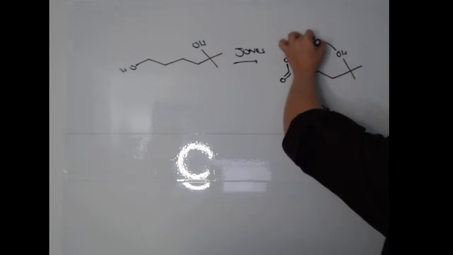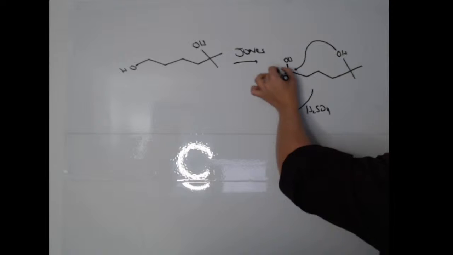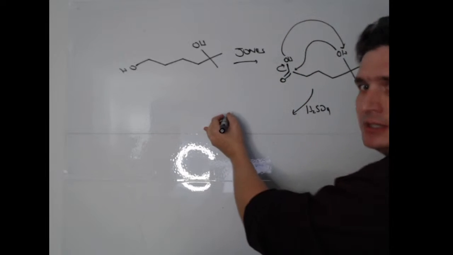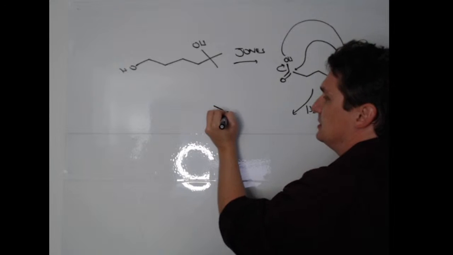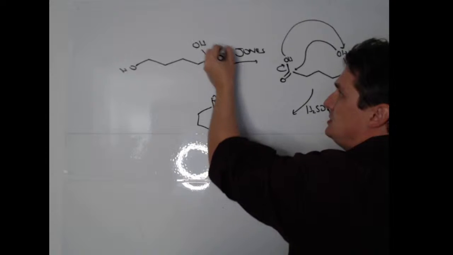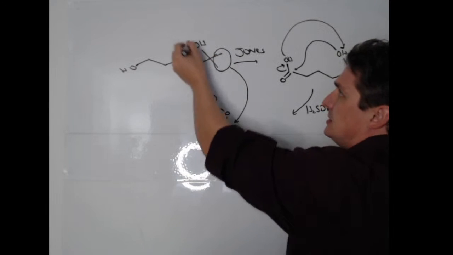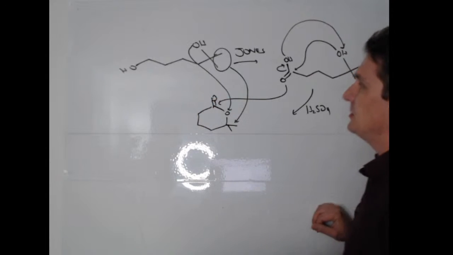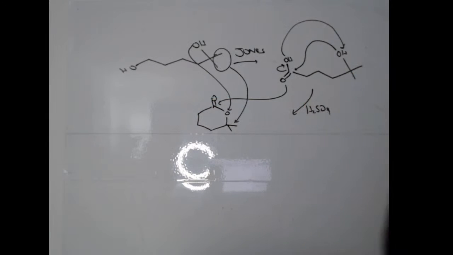And what will happen is that this alcohol will attack the carbonyl carbon. This will break off the OH. This OH will pull the hydrogen off, and that's how you end up with this compound here. So these two carbons are here. That oxygen came from that one, and that carbonyl came from that carboxylic acid.